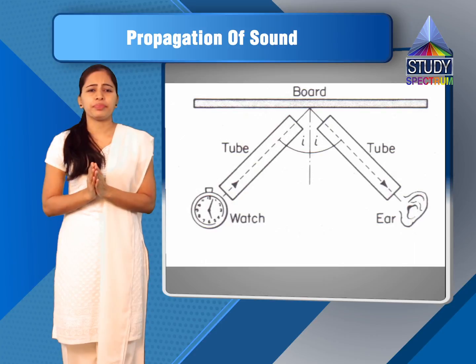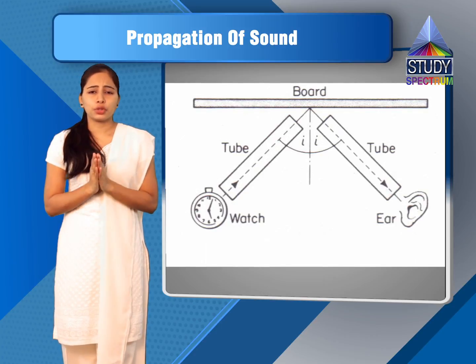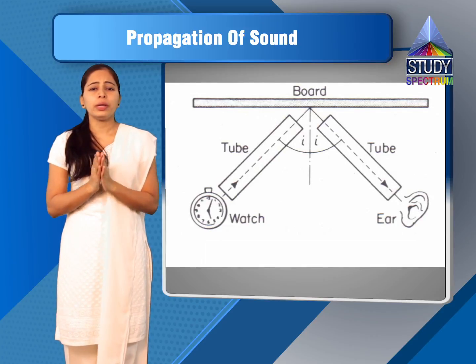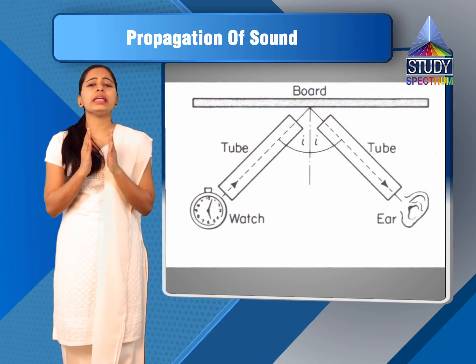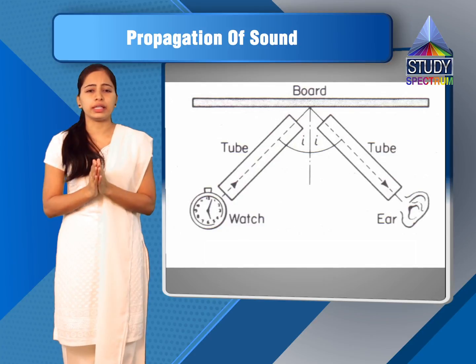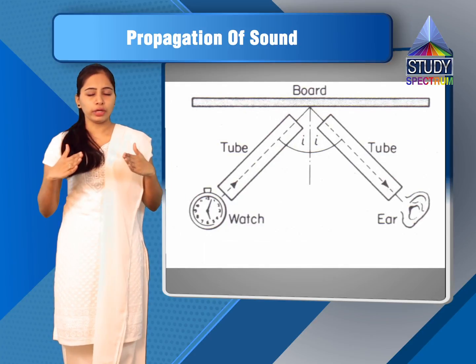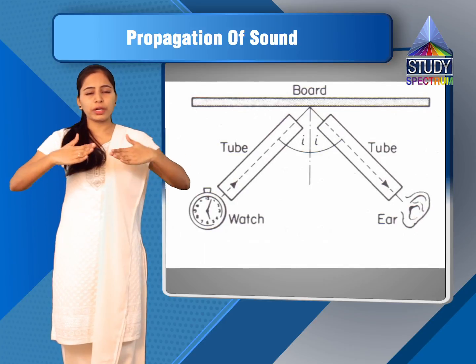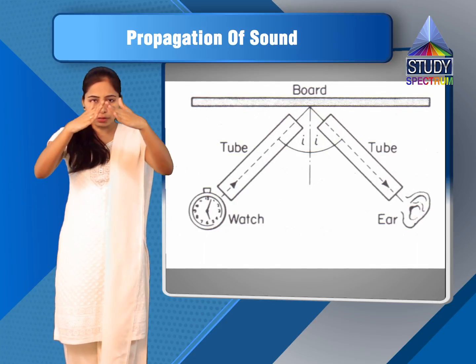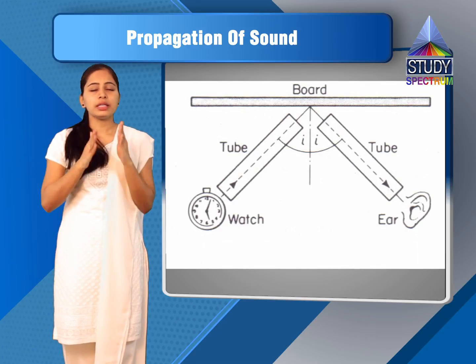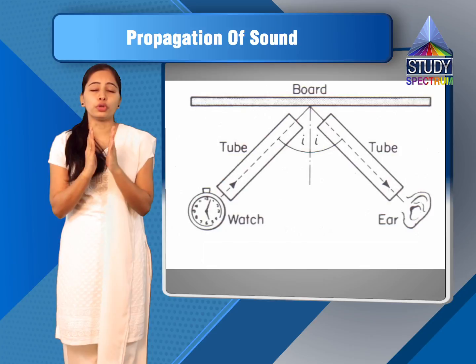Now what do you see? When the two plastic tubes make equal angles with the piece of wood between them, the ticking can be heard most clearly. Means one side the watch is there, on one side you are keeping your ear. Now move that particular plank. You will find that for a similar angle made with the plank, the sound is much more clear.